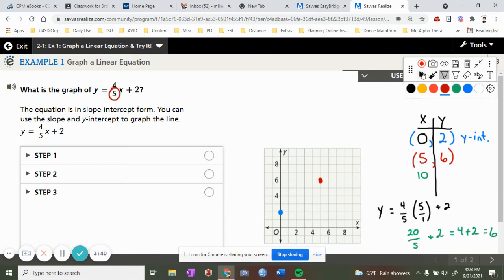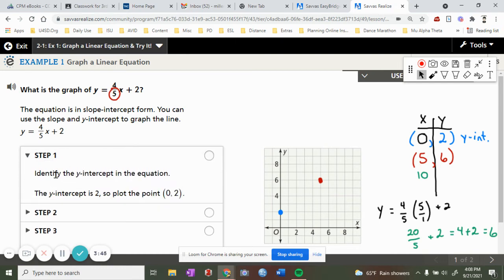So let's take a look at what Envision is having us do. For step 1, it's telling us to identify the y-intercept in the equation. So if you remember, y equals mx plus b, the b value is our y-intercept, and that's what we got over here. That 2, that's my b. So I'm going to graph that. It's right there where we put our 0, 2.